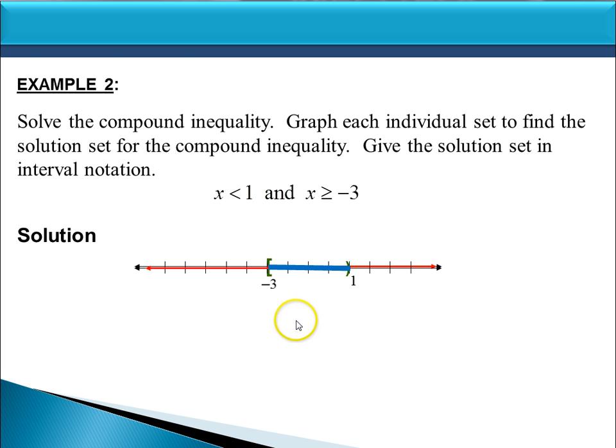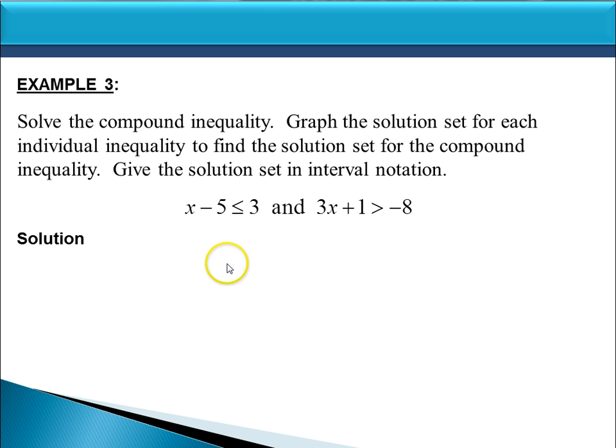Now to write that in interval notation, our smallest number in that range there is -3, so we're going to start that with -3 with a bracket, and then a comma, and then our largest number in that set would be 1, but we're not including 1, so we're going to put a parenthesis after the number 1. And that is our solution in interval notation.